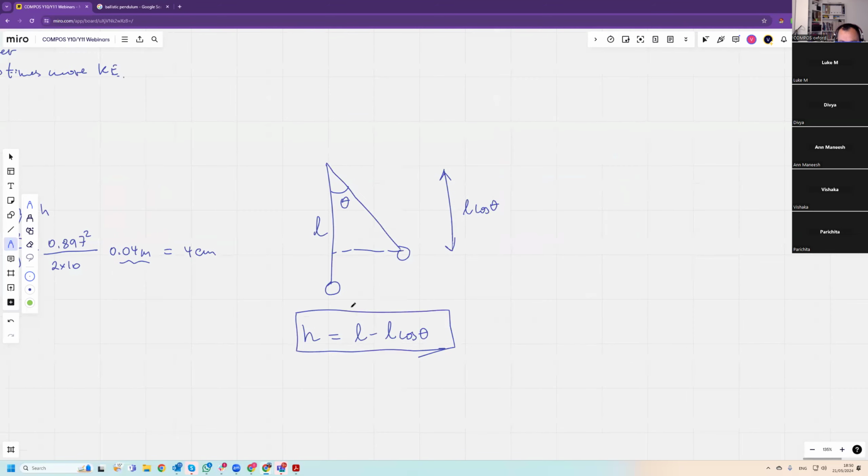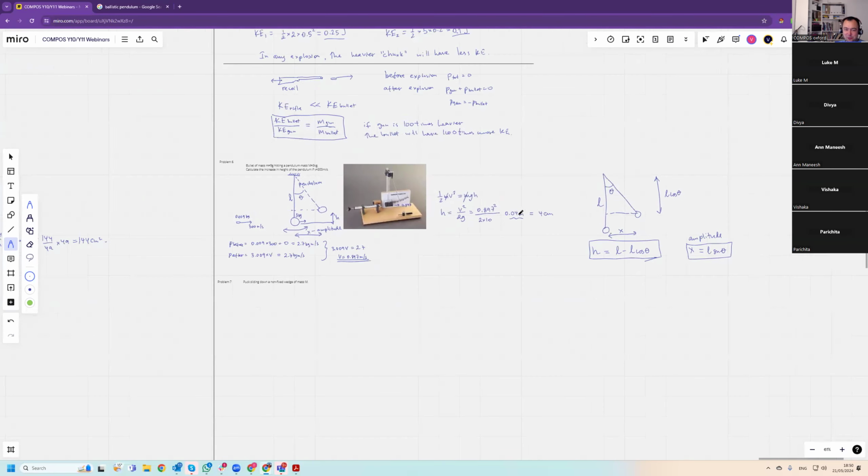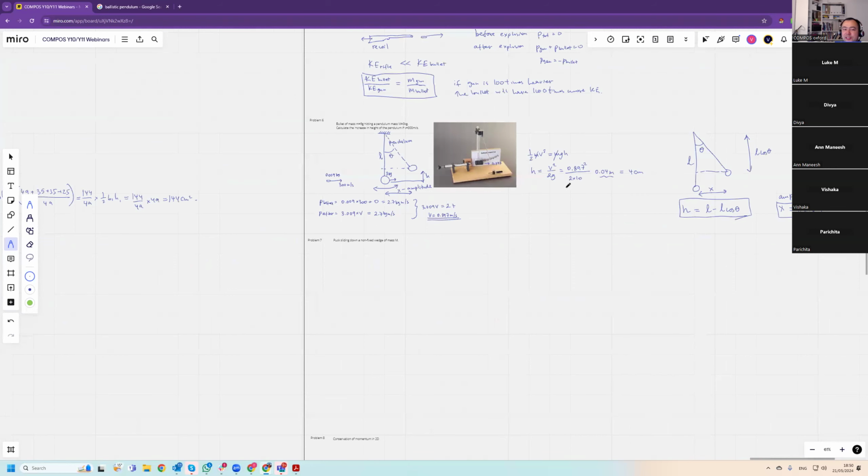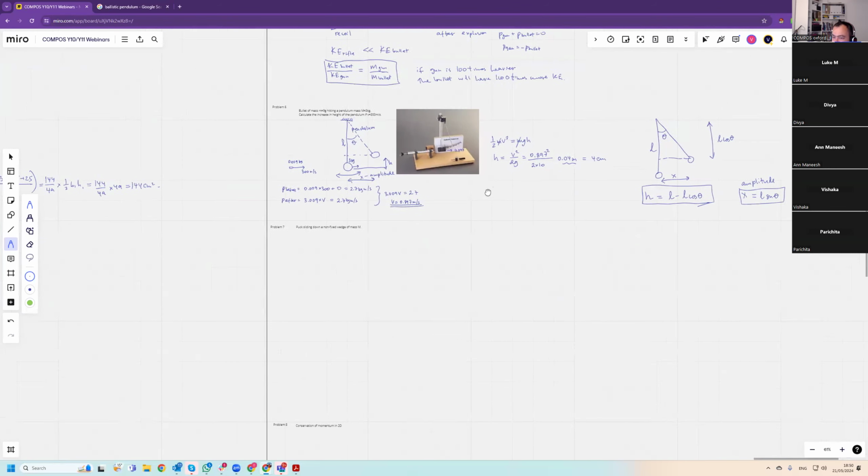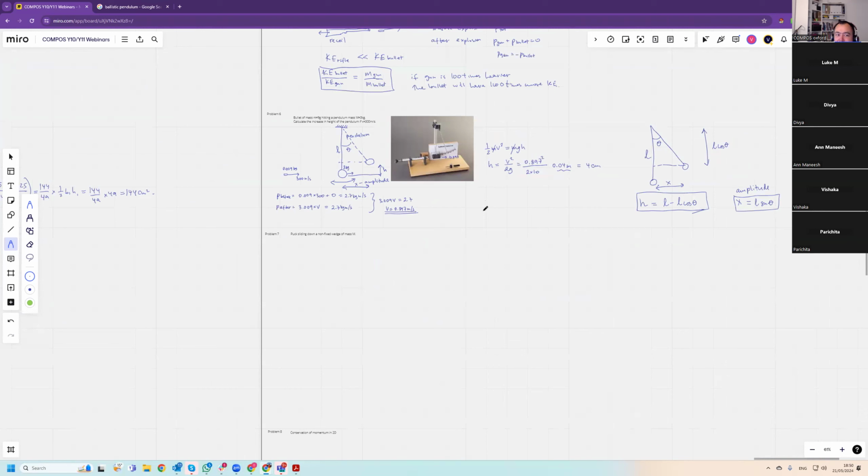And if you want to know the horizontal displacement, x, the amplitude, it is going to be L multiplied by sine theta. Also a useful thing to do. So I've kind of given away pretty much the whole solution to the question in the assignment, but it's a difficult question.